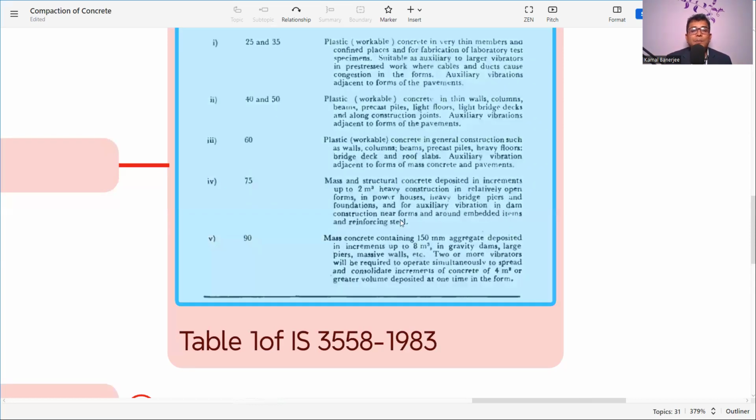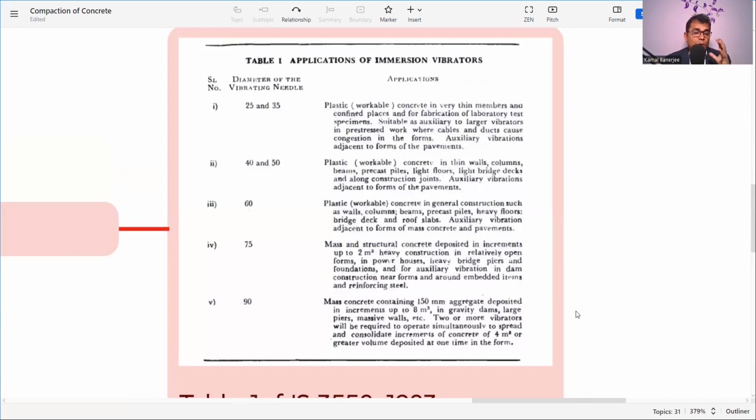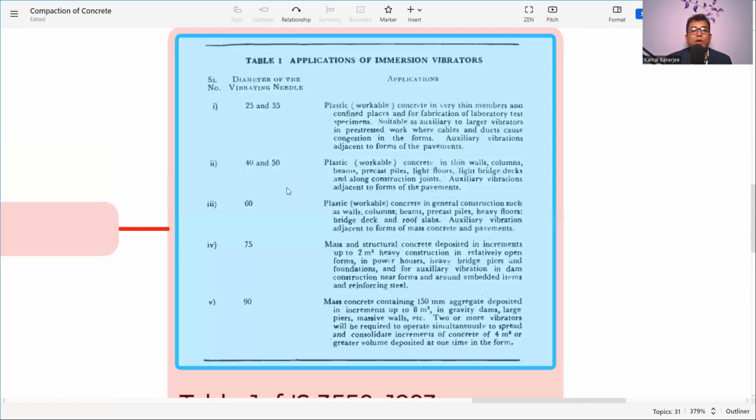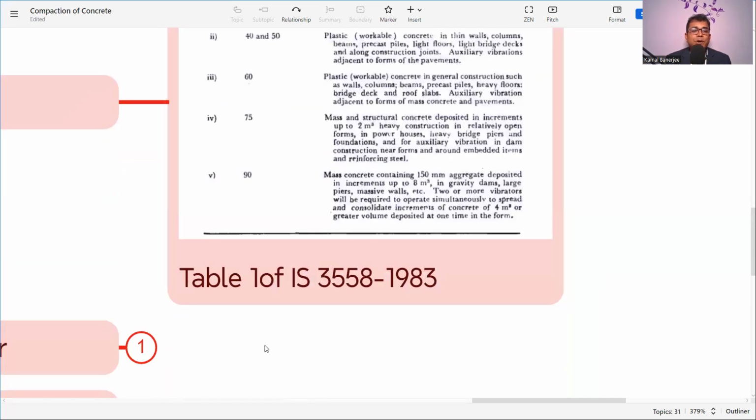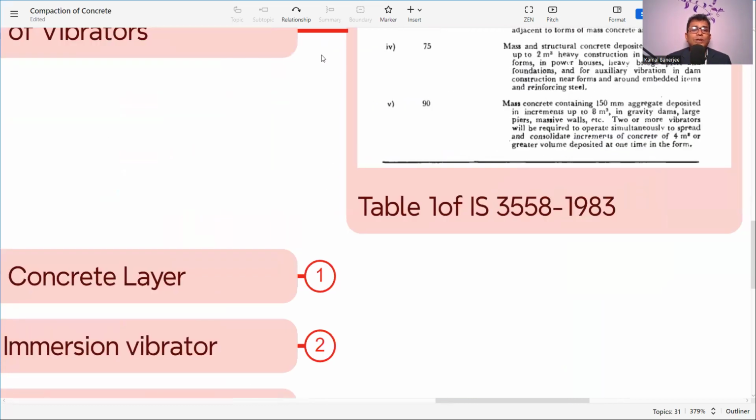So these are the tables. Now you need to find out what your activity on the site is, and according to the activity you need to first select the vibrator needle. So first you select the vibrator needle. Now the next part that will come is the layer.